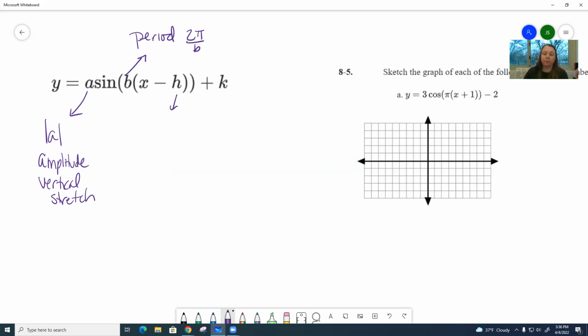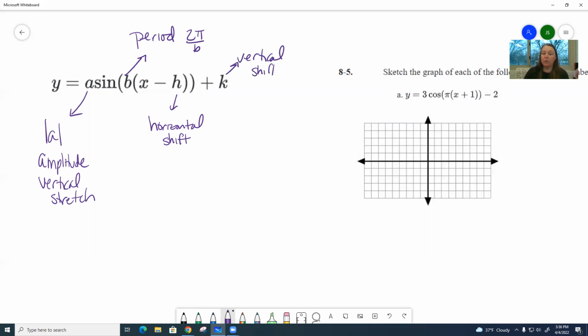Okay, the H is the horizontal shift. And so if it says minus H, the H is actually a positive value. That's going to mean go to the right. And if this was addition, that would be like minus a negative, and it would mean go to the left. Right? And the K is our vertical shift.